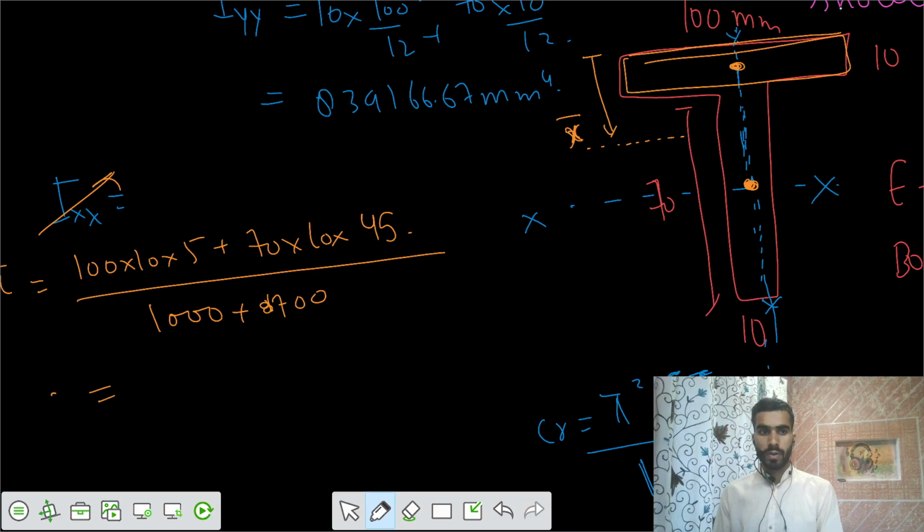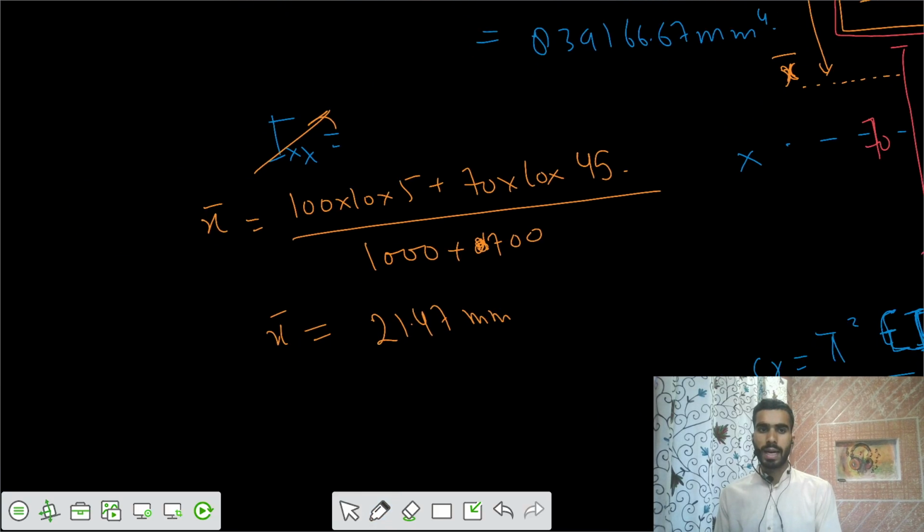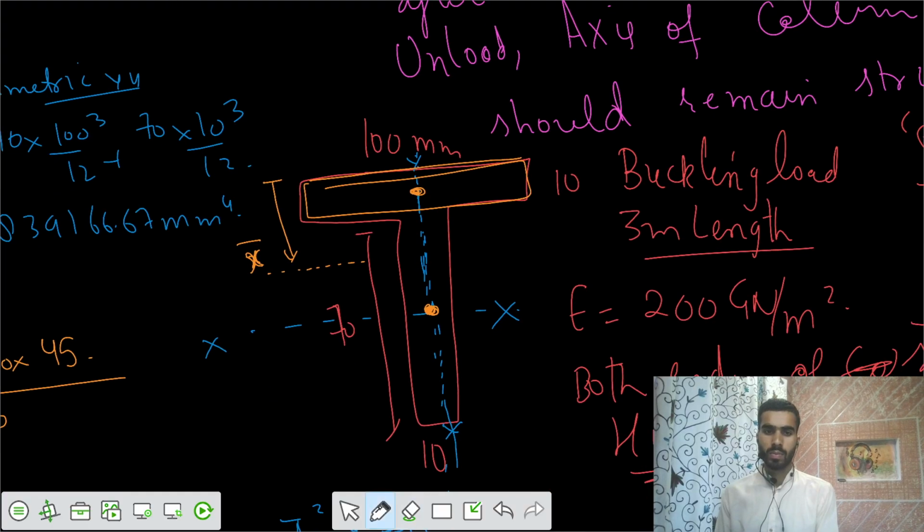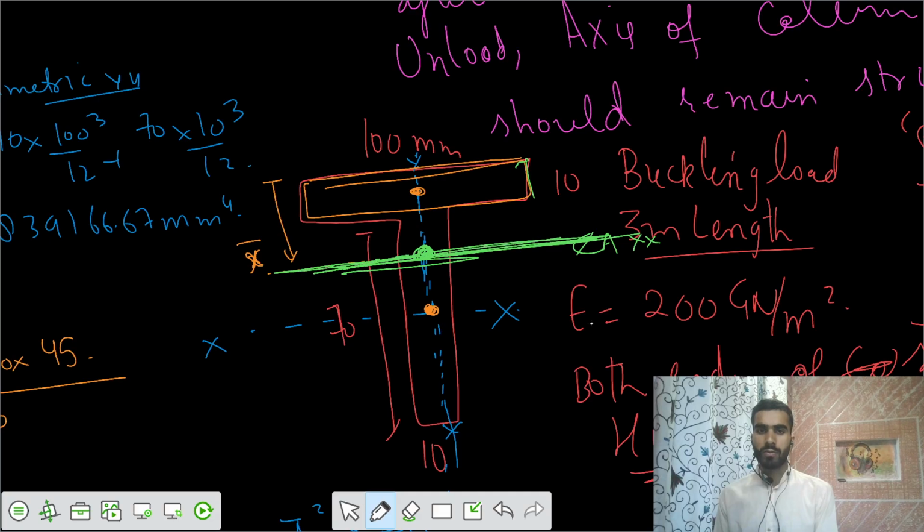So that value of x bar would be equal to 21.47 millimeter. Now I want to say what is the Ixx we have. That means if this is 10, then 21.47 is somewhere here. So that's your centroidal axis about the x-axis, the centroidal axis for calculation of Ixx.